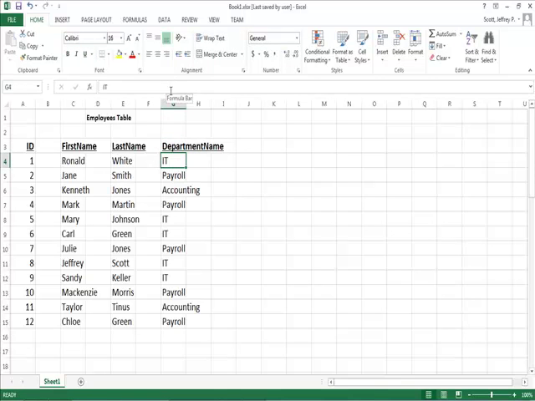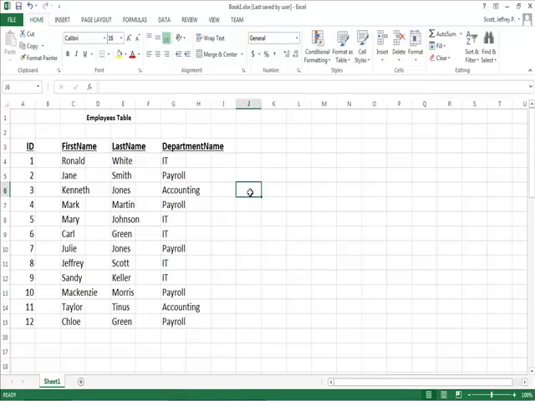The department name is actually duplicated. IT is in here 1, 2, 3, 4, 5 times. Payroll is in here 1, 2, 3, 4, 5 times. And accounting is in here 1, 2 times. Now that might not seem like a lot, and it really isn't that big of a waste of space. But once you start talking about putting hundreds, thousands, tens of thousands, millions of records into a database, you're going to end up wasting a lot of space by having all this information repeat. And there's redundant information in here.